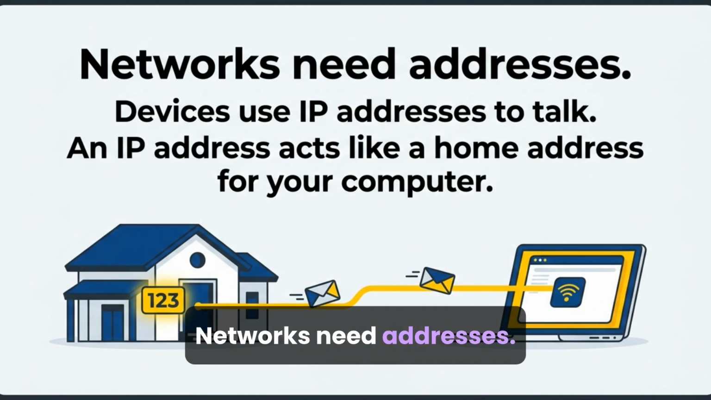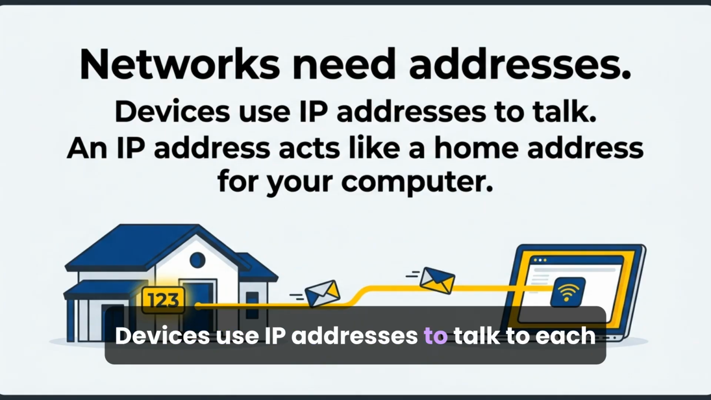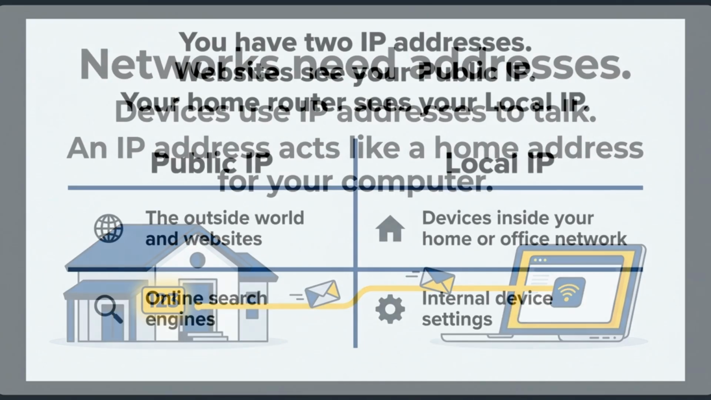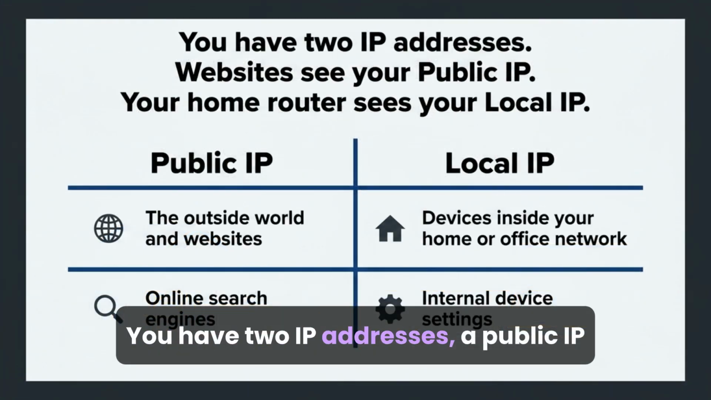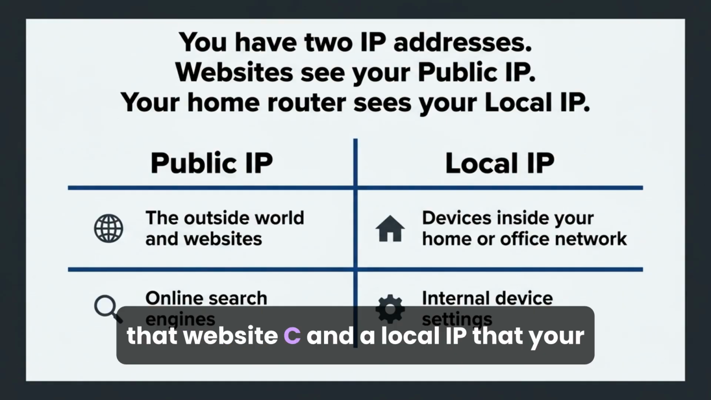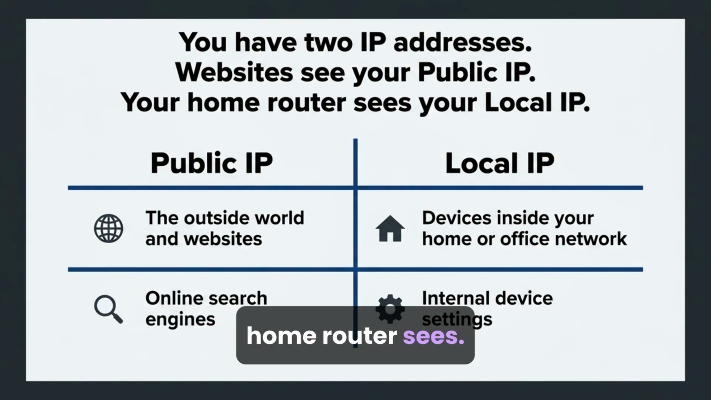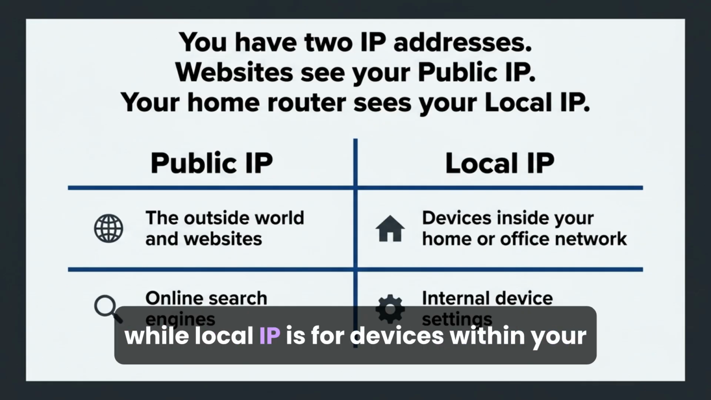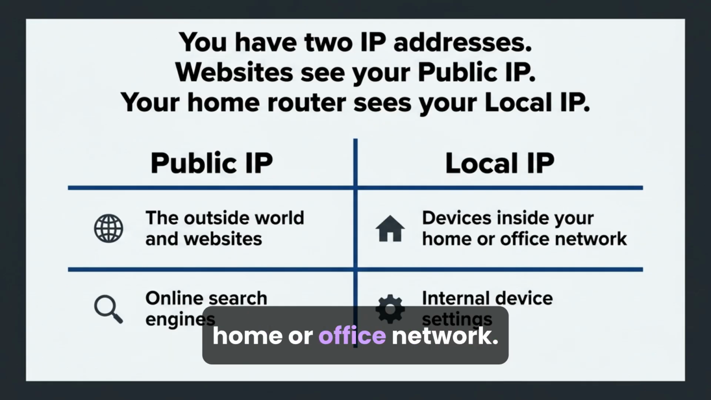Networks need addresses. Devices use IP addresses to talk to each other. Think of an IP address like a home address for your computer. You have two IP addresses, a public IP that websites see, and a local IP that your home router sees. Public IP is used by the outside world, while local IP is for devices within your home or office network.